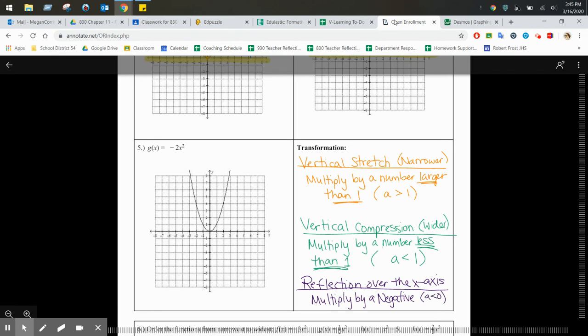So no matter if it's a fraction or a whole number or whatever, if it's a negative number, it's going to flip over the x-axis. So really, when I say that this number is less than 1, really what I mean is without the negatives, right?